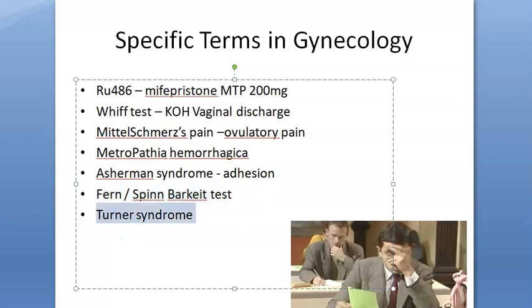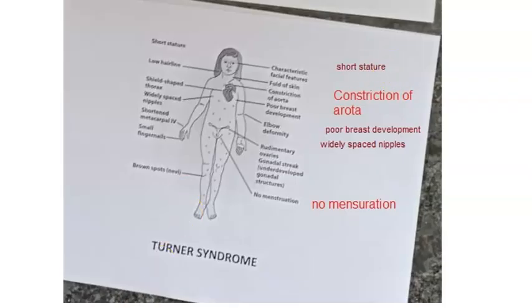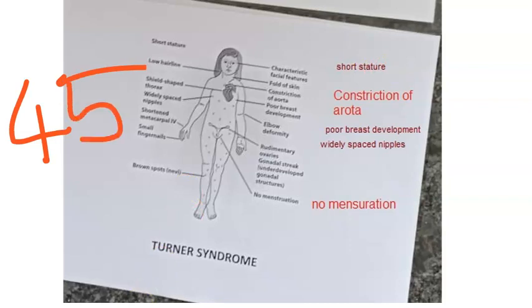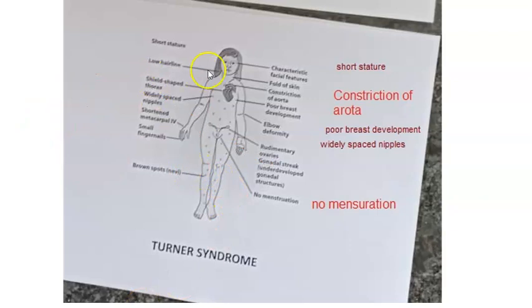So now let's look at Turner syndrome, people. It is a chromosome abnormality, where one X chromosome will be missing. So how will these people be? 45,X is what their karyotype will be. Short stature, coarctation of the aorta, poor breast development, widely spaced nipples, no menstruation. That means they can have primary amenorrhea. Then they can have a fold of skin in the neck, webbed neck. Low hairline, right?